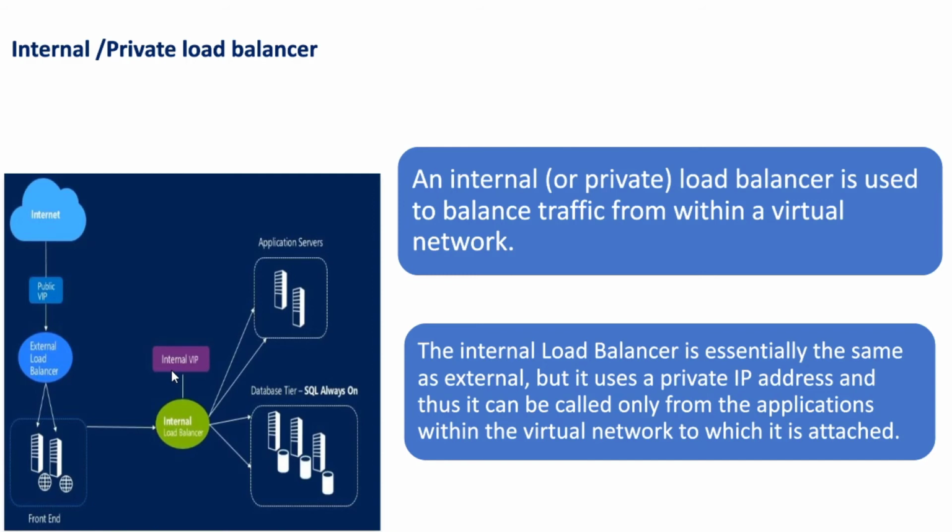The internal load balancer is essentially the same as external, but it uses a private IP address, and thus it can be called only from the application within the virtual network to which it is attached. So if an end user directly calls this internal load balancer, they cannot, because it's not exposed to the internet. That's why this diagram shows a request to the external load balancer, and from the external load balancer, the request is forwarded to the internal load balancer, and from the internal load balancer, we forward the request to the particular application server or database servers.